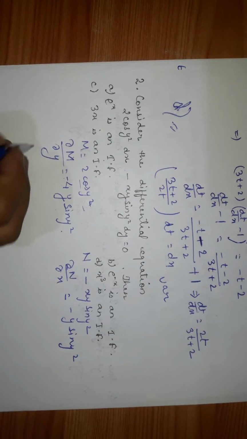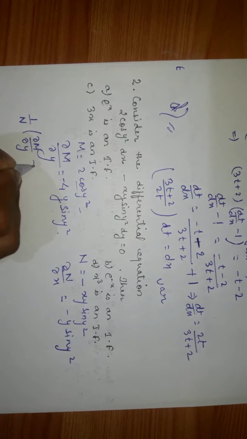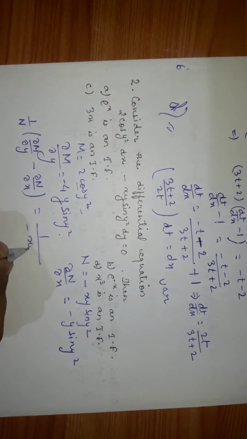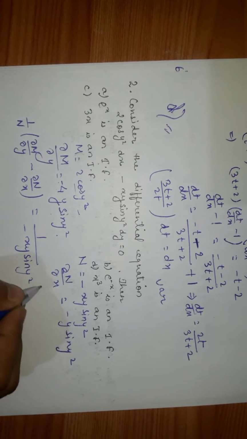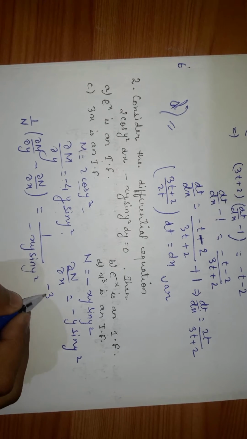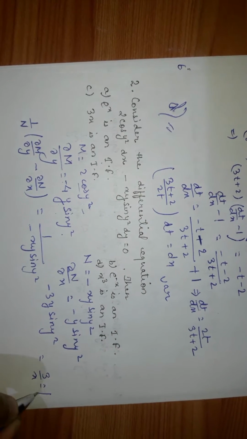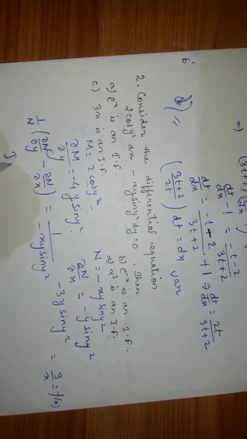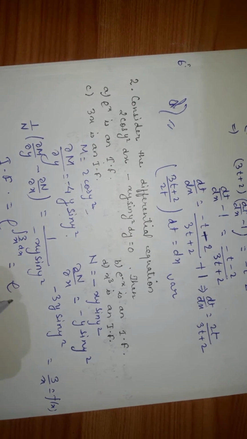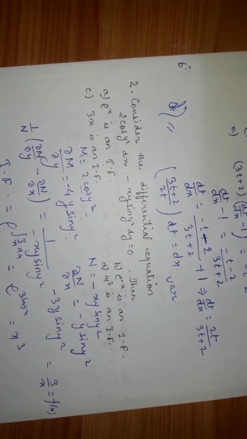Here we can use the formula 1 by N times (del M upon del y minus del N upon del x), which equals negative of minus xy sin(y squared) in the denominator. If we subtract, we get minus 3y sin(y squared), which ultimately gives 3 upon x, which is a function of x only. So the integrating factor equals e to the power integral of 3 upon x dx, which equals e to the power 3 log x, ultimately x cubed. So the correct answer is D.